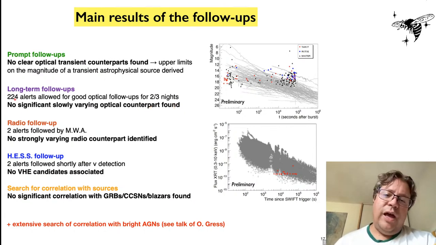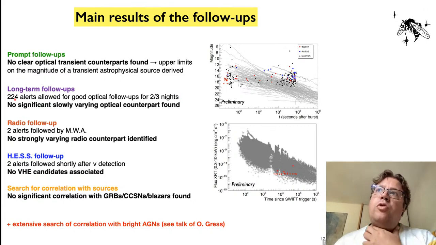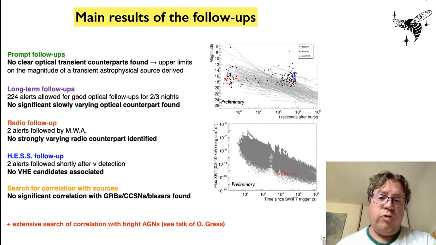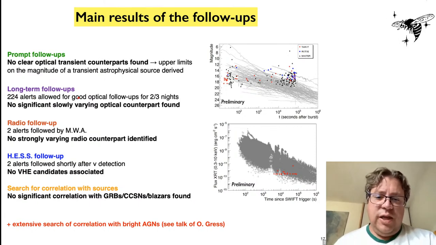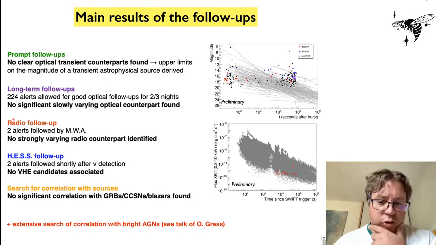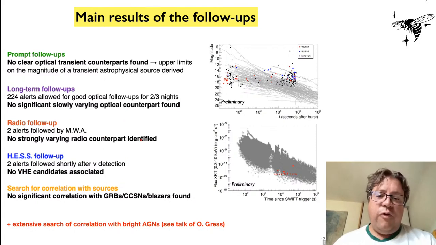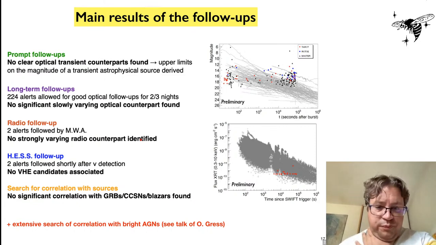Also, at the time of the process, hidden jets in core collapse supernovae were quite popular to explain the difference of population between the core collapse supernovae and the gamma ray bursts. We have put quite a lot of constraints on this model, and there are very few remaining parameter spaces. The other part is AGN, but I will not speak about it because Oleg Gress will discuss the possible AGN follow-up counterparts in his talk. We have done some radio and very high energy follow-up, and we found some sources, but none are associated with neutrinos.